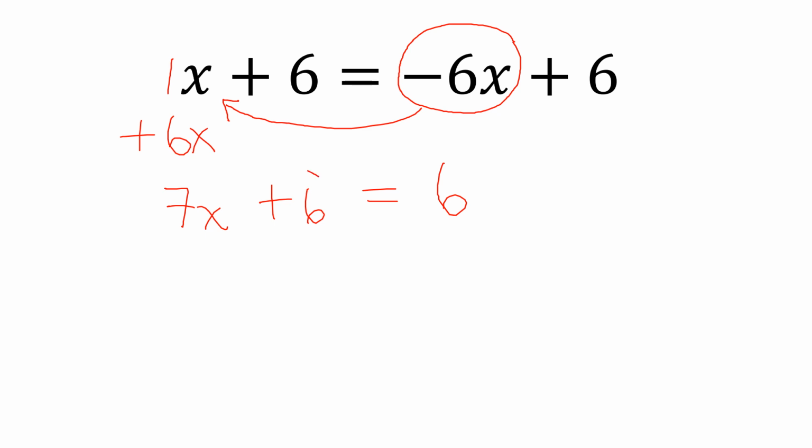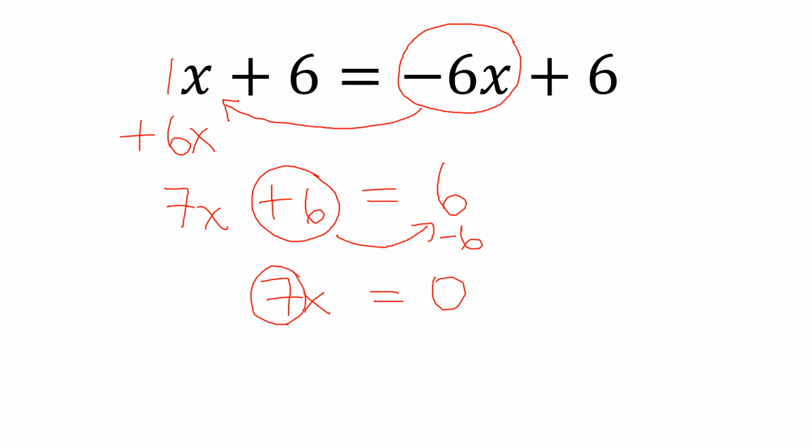Now, I can move this plus 6 away from the x. And so now I have 7x equals 6 minus 6, which is 0. Again, doing the opposite of addition with subtraction. So now, to get the x by itself, I need to move this 7. The opposite of multiplication is division. So x is 0 divided by 7, which is 0. And so x is 0.